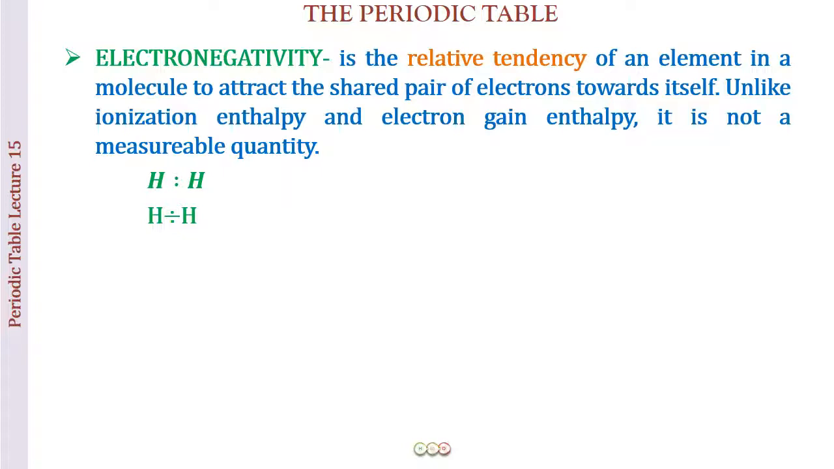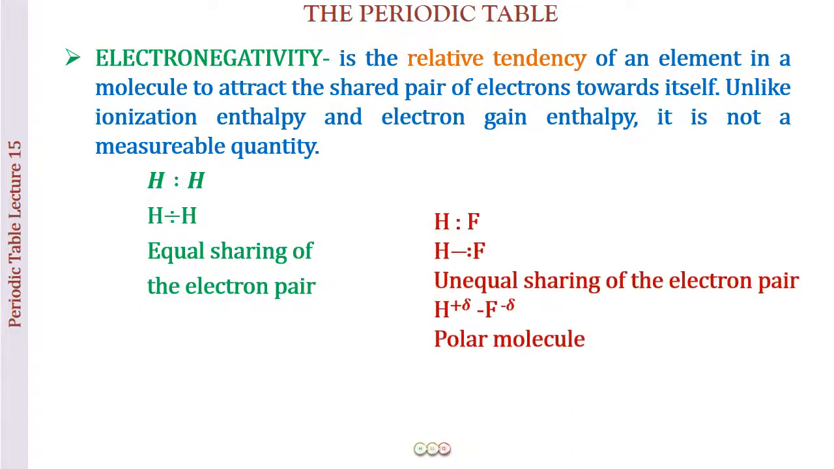Now if you see the sharing, well, hydrogen and hydrogen atom, they are same to each other, so they will have an equal tendency to attract this electron pair towards themselves. So this means that there is going to be equal sharing of the electron pair between two hydrogen atoms. But this is not the case every time.